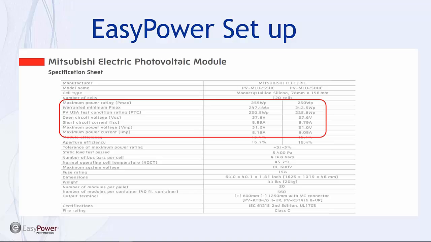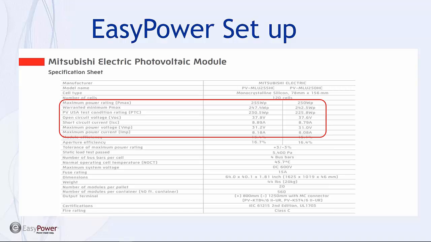We have a manufacturer's data sheet here for a photovoltaic module, and we see on the data sheet that there's a P-max rating, and we're going to use this right-hand column of 250 watts. It's got an open circuit voltage of 37.6 volts and a short circuit current of 8.79 amps, a maximum power voltage of 31.0, and then a maximum power current of 8.08. So from all of that, we can utilize these in calculating in EasyPower.